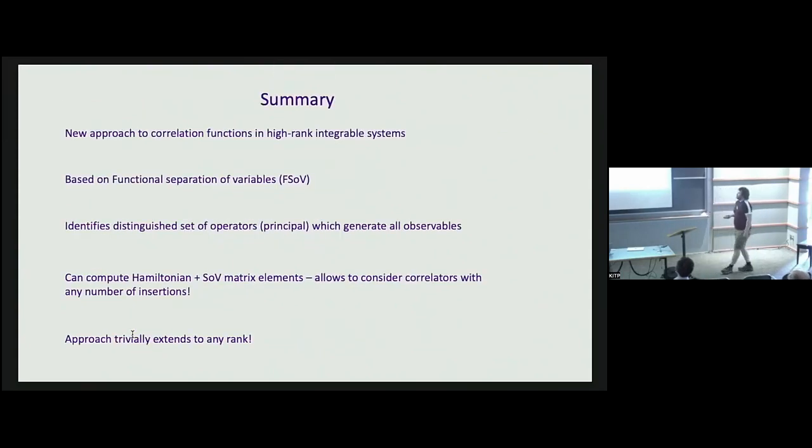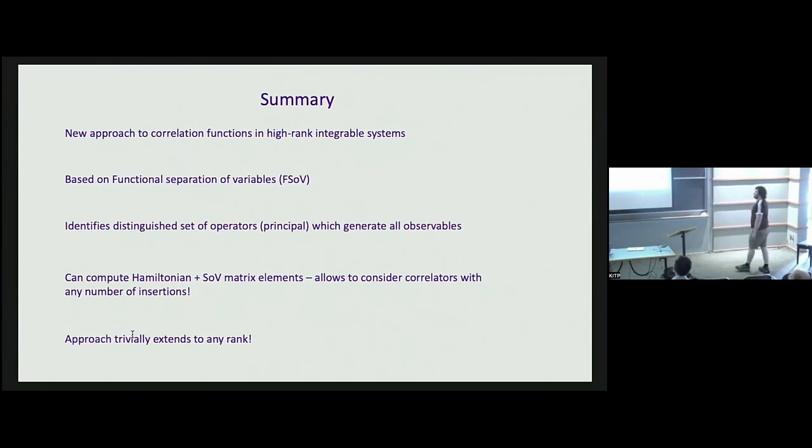All right, so to summarize, I'm telling you about a new approach to correlation functions in integrable systems of essentially any rank, which is based on a technique which we call functional separation of variables. What we've done here is identify a distinguished set of operators, which we call principal operators, which generate all possible observables. By using this framework, we can compute the Hamiltonian and the separated variable matrix elements of any of these principal operators. We can also compute correlators with any number of insertions. And most importantly, this approach extends trivially to any rank.